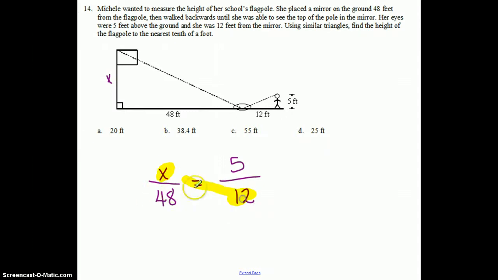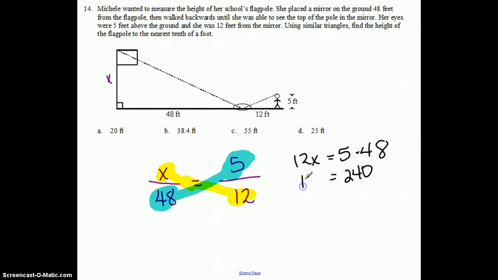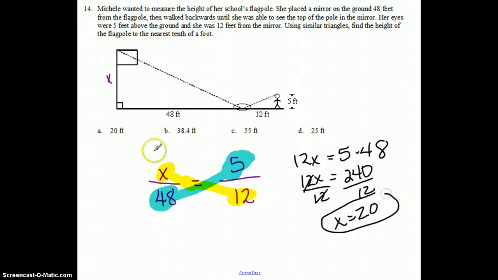And then this is just about cross multiplying. So 12 times x is 12x, and then 5 times 48. If I do 5 times 48, that will be 240. So 12x equals 240. If I divide by 12, it cancels, and x equals 20. So that means A is going to be our answer.